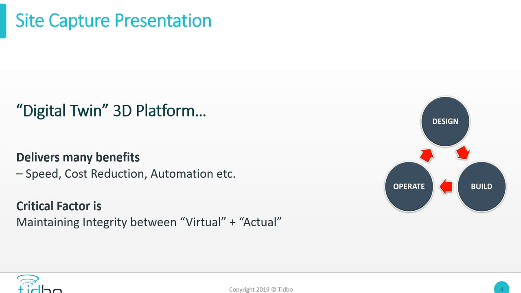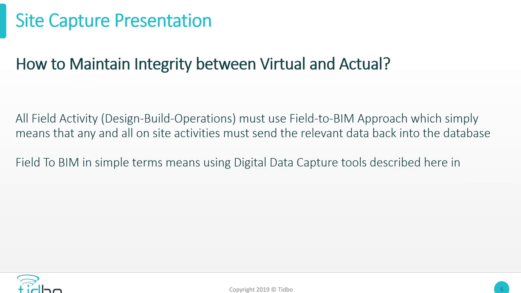And a key approach with TIDBO is about creating the digital twin of the physical network in a 3D platform, and that delivers many benefits, of course: speed, cost reduction, automation, etc. And a critical factor in delivering a digital twin is maintaining the integrity between the virtual and the actual sites and network. So the question is how to maintain integrity between the virtual and the actual, because that is the foundation. If you can't get that right, then trust will be eroded and the system will fall down.